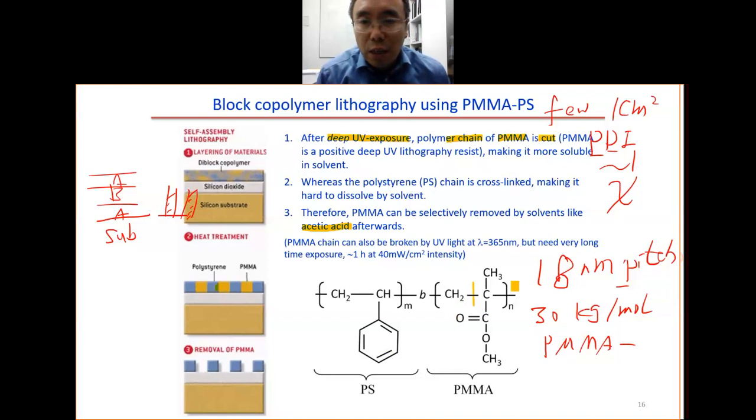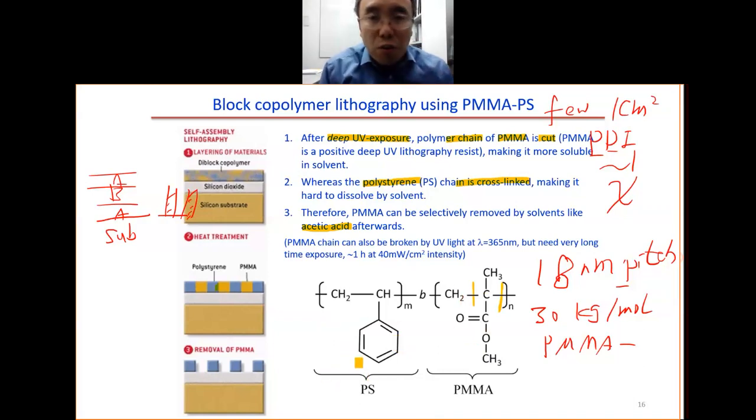So the chain here will be cut. This is the PMMA. For the polystyrene, it is the negative resist to deep UV. Negative resist: the chain will be cross-linked. This one will become more stable, cross-linked. As a result, you can remove PMMA and you leave behind a polystyrene.